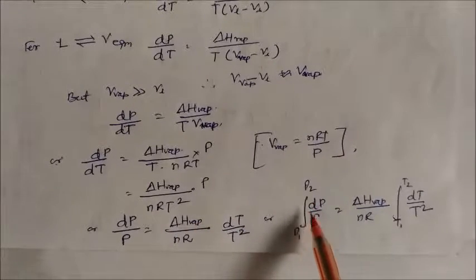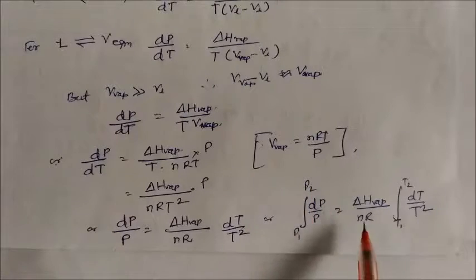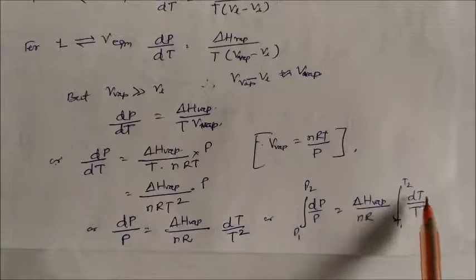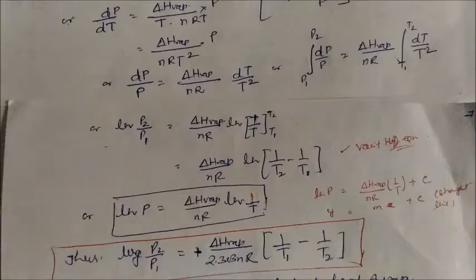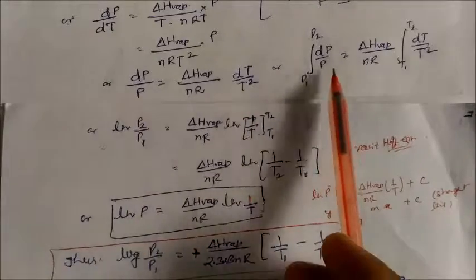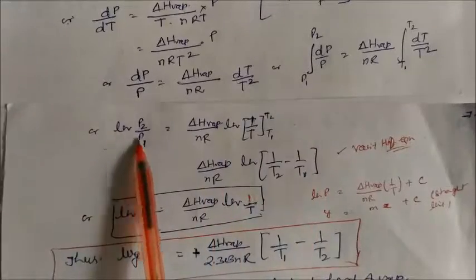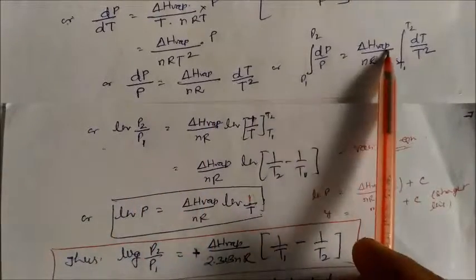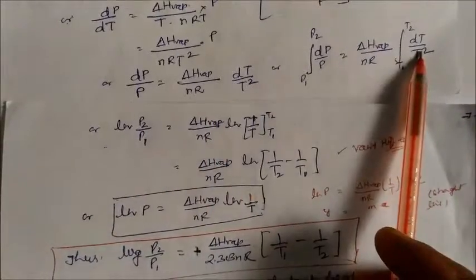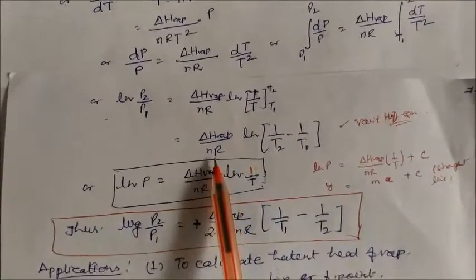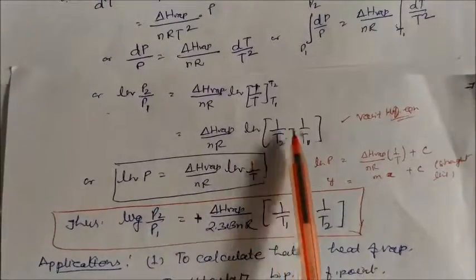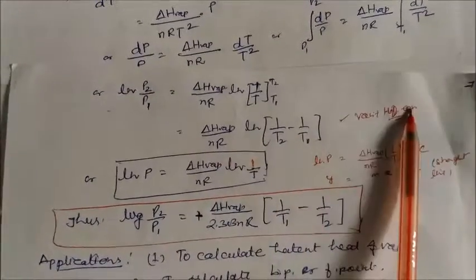So this is nothing but the integral of dP by P from P1 to P2, and this is delta H by nR, and this we can write as the integral of dT by T squared from T1 to T2. So dP by P integrates to natural log P2 by P1, and this is delta H vapor by nR, and the integral of dT by T squared can be written as 1 by T, so we get 1 by T2 minus 1 by T1. So this is the Clausius-Clapeyron equation.